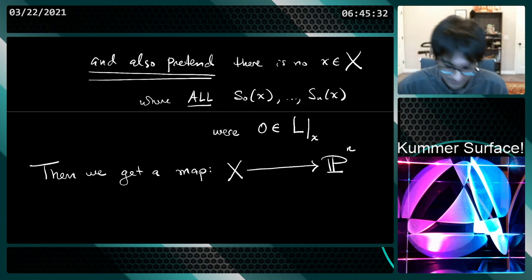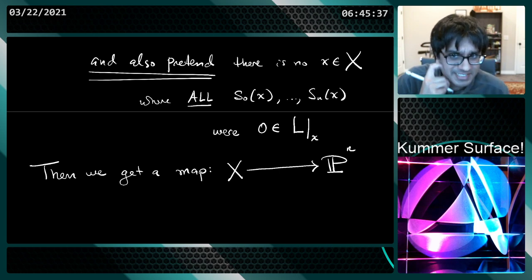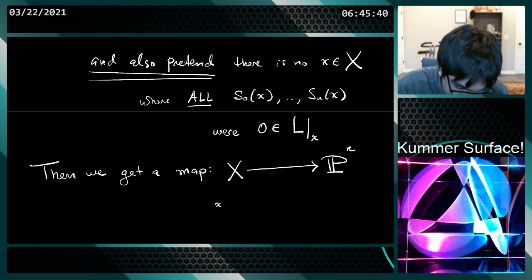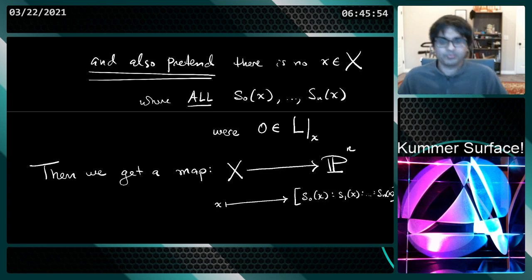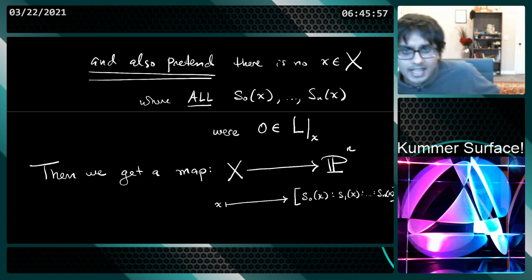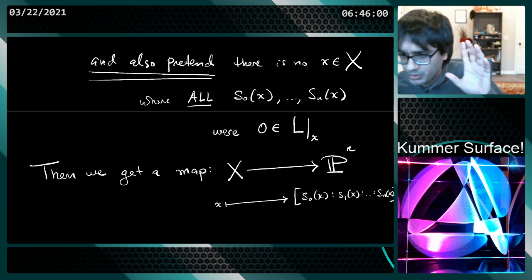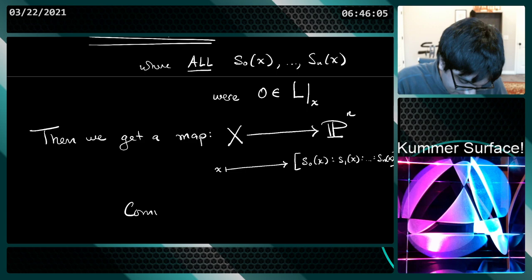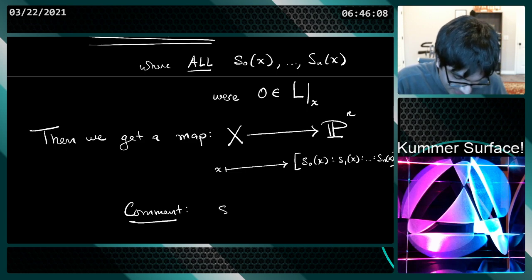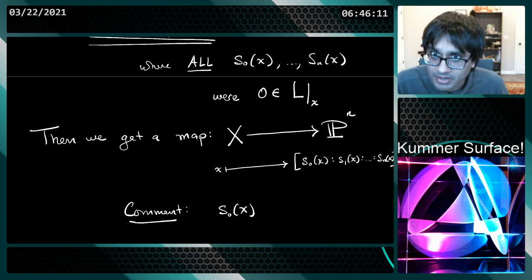In the following way. Now this doesn't make any sense really. At first it doesn't make sense. You send X to this tuple. Now this doesn't make much sense if you already know what's going on, because I want to make a comment. S naught of X is not a number.